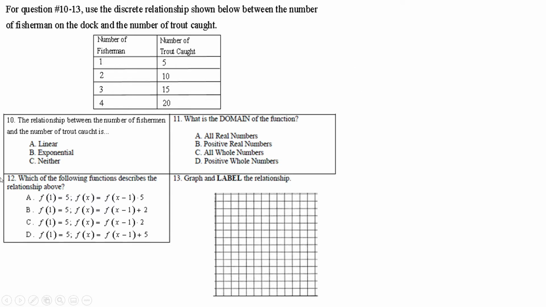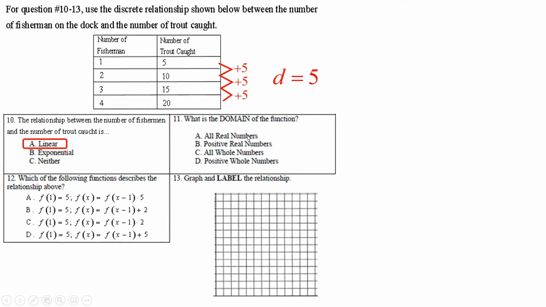All right, number 10. The relationship between the number of fishermen and the number of trout caught is. So look at the number of trout caught, the output. What's the pattern of change? Does it look to you like we're adding 5 every time? Well, 5 plus 5 is 10. 10 plus 5 is 15. And 15 plus 5 is 20. Yeah, we have a common difference of 5. So if we have a common difference, our pattern of change, we're adding 5 every time, we must be linear.